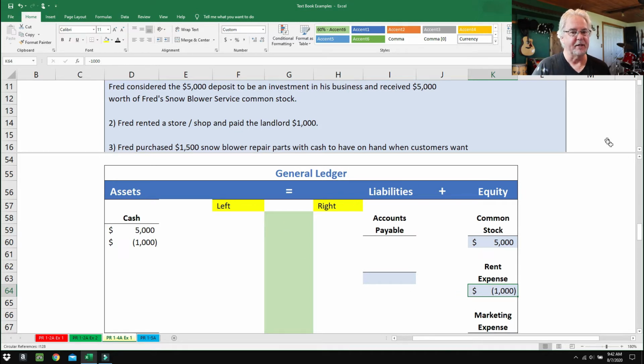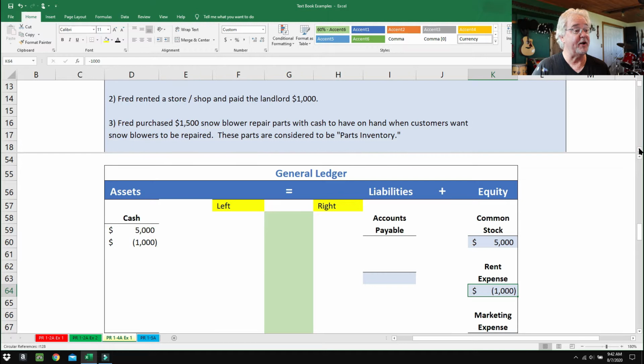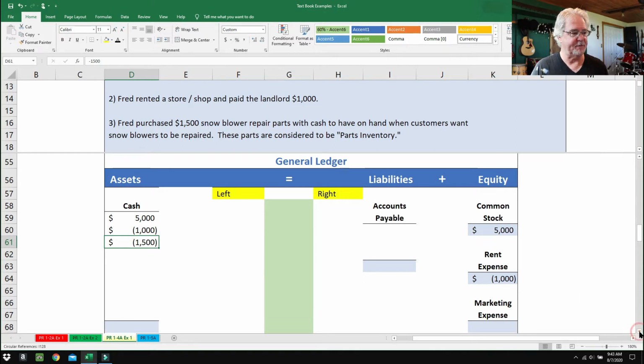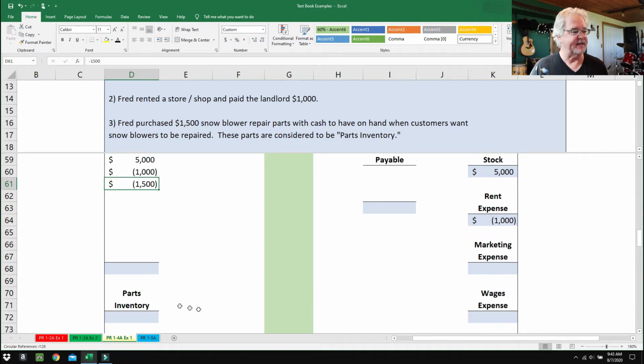So far, so good. Coming down to transaction number three: Fred purchased $1,500 of snowblower repair parts with cash to have on hand when customers want snowblowers to be repaired. These parts are considered to be parts inventory. So what's going on? Fred is spending money, spending $1,500. Let's take care of that. There's a negative $1,500. But what he's doing is buying inventory. And inventory is a nice thing to have. So we're going to put it right here.